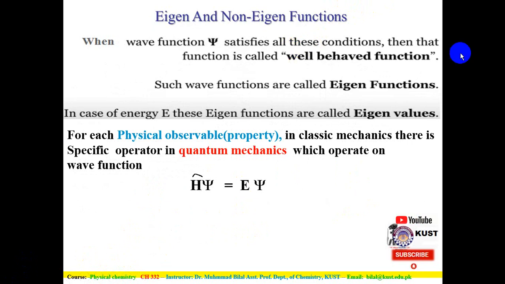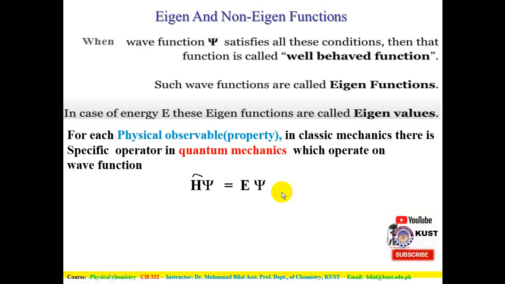Then this psi value is acceptable, and we call this psi a well-behaved function. When an operator operates on this well-behaved function, it will give an eigen function and an eigen value. For example, if the energy operator operates on this well-behaved function, it will give an energy eigen value for this function.